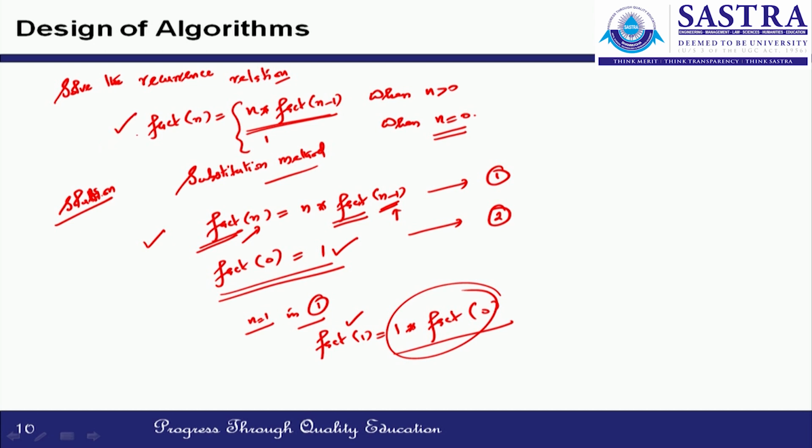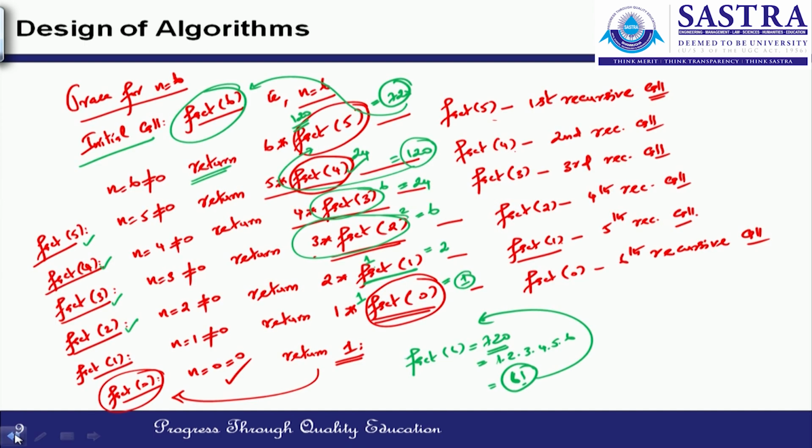So this recurrence relation works correctly to find the value of n factorial when n is greater than or equal to 0. When n is 0, simply fact of 0 is equal to 1, 0 factorial, the value 1 is returned. This is the recursive logic to find the factorial of the given positive integer. So using the iterative approach or using the recursive approach, we can design the algorithm.